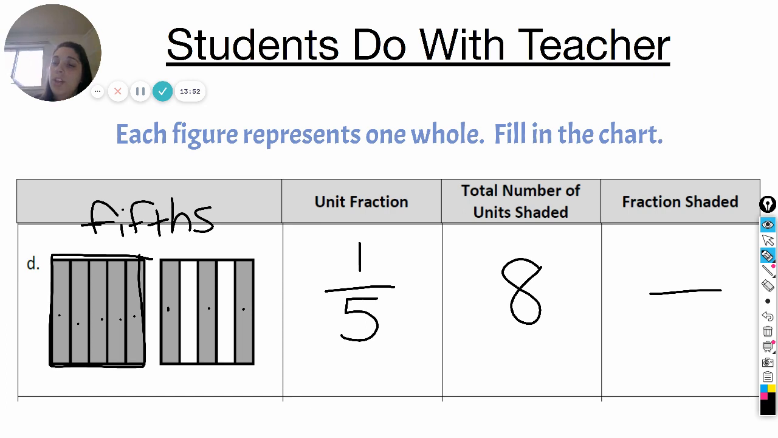Okay, so let's check your work with mine. We know that 8 pieces are shaded, and our shapes are broken into fifths, which is the denominator we had over here. So we keep that same denominator because we did not change how many pieces our shapes were broken into. So the fraction shaded is 8/5. 8 pieces shaded, each shape is broken into 5 pieces.